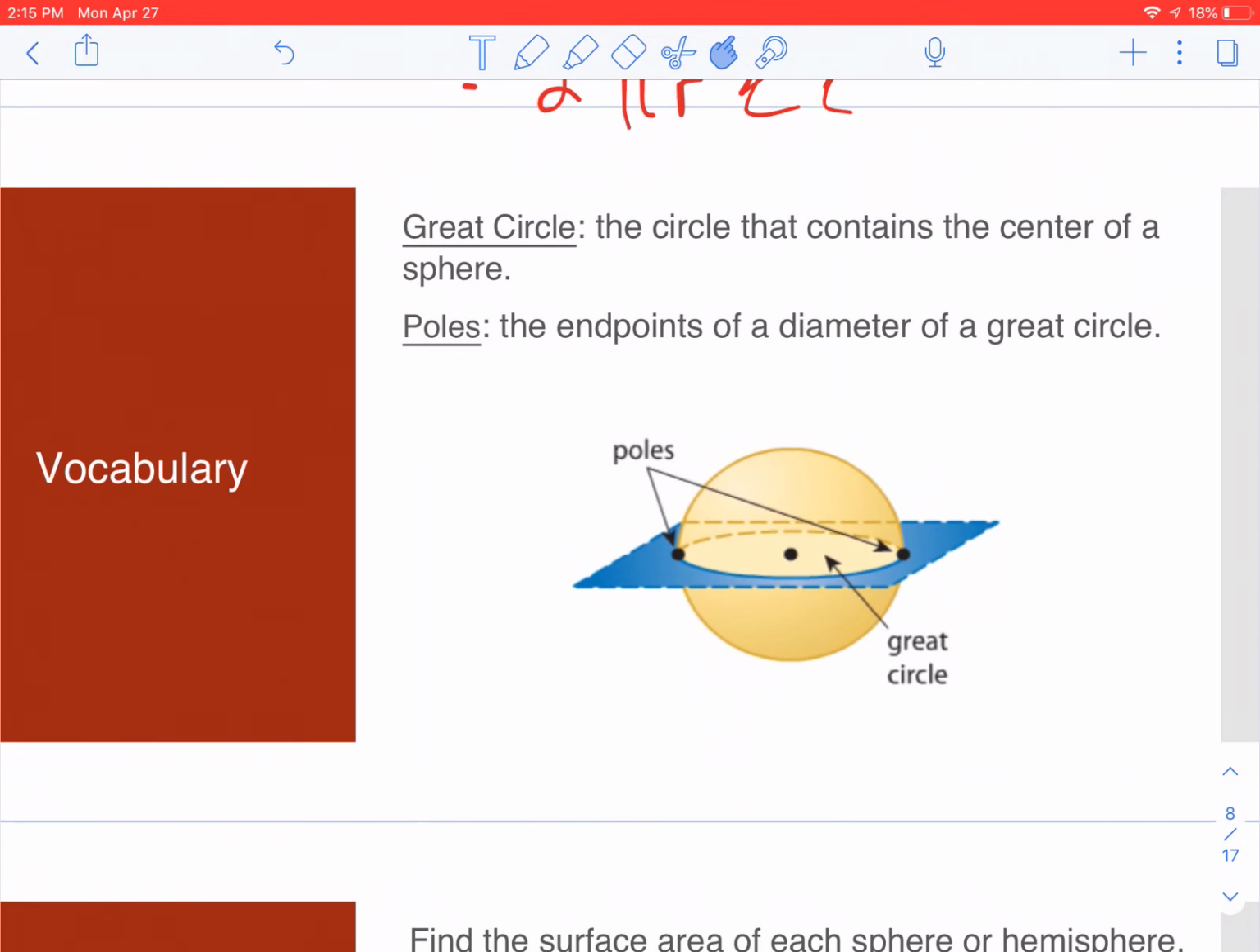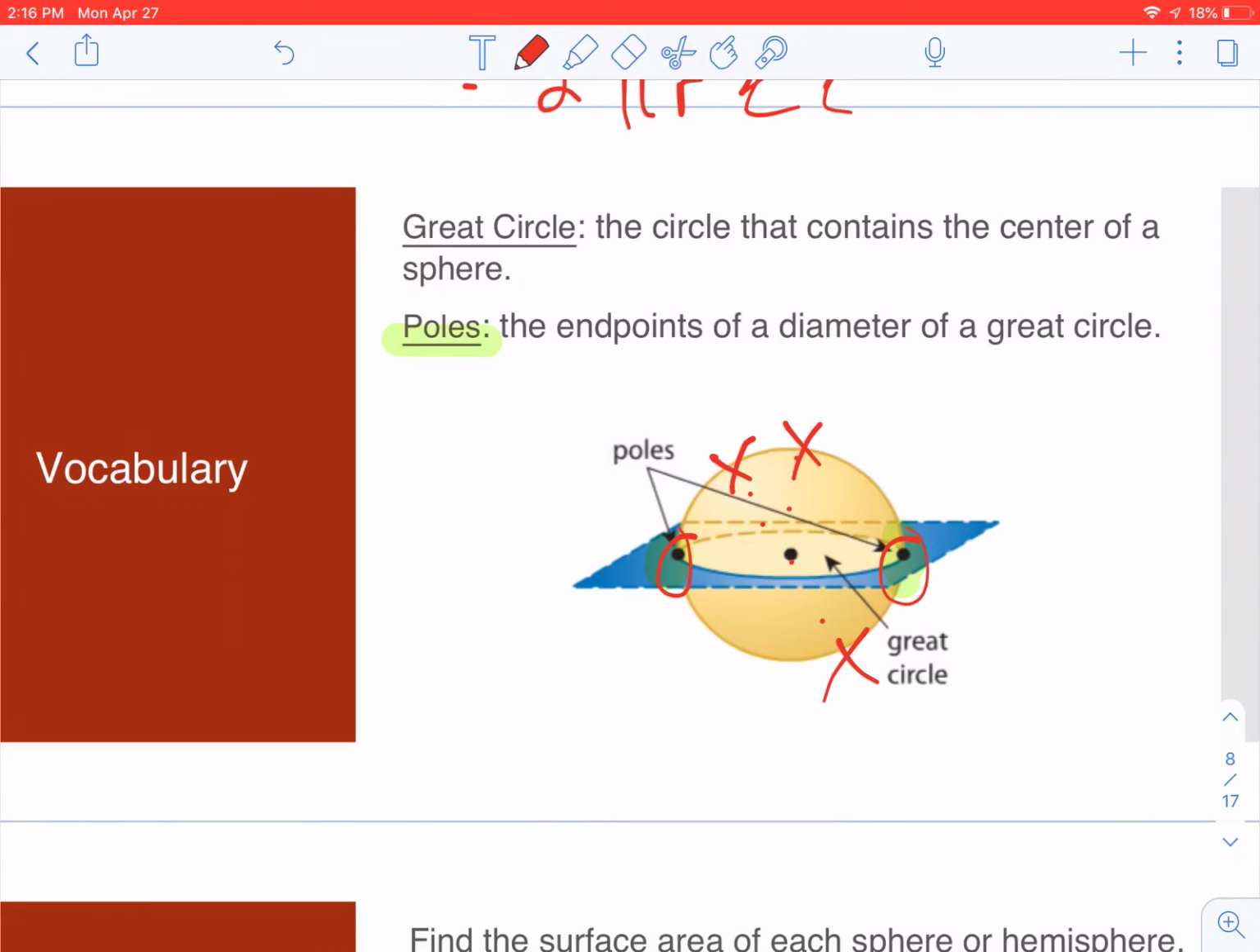Okay, a couple vocab words here. Poles. You guys already know those. It's like North and South Pole. Here we just have those two there. They're the endpoints of a diameter on a great circle. So the poles could be there, they could be there, like North and South Pole. So those are the poles.